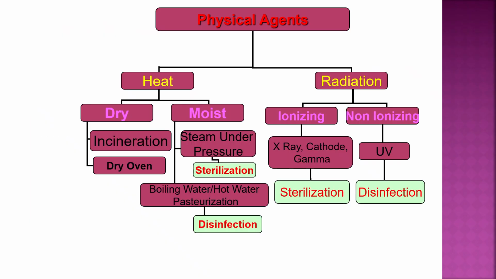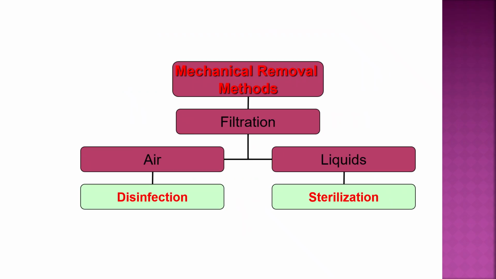In physical method, it is of two types, heat and radiation, and heat is again of two types, dry heat and moist heat. The detailed methods in dry and moist heat we will see later on, and radiation is ionizing and non-ionizing, and that we will see later on. In mechanical removal methods, it is filtration, and it can be of air, that is disinfection, and of liquids, that is sterilization.